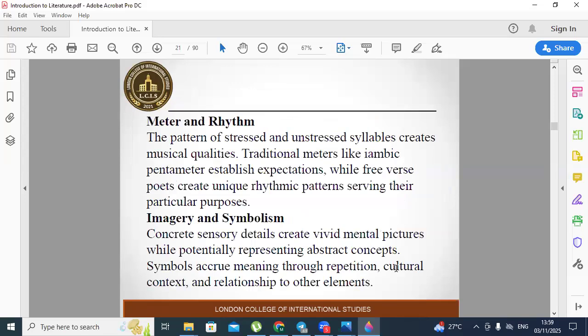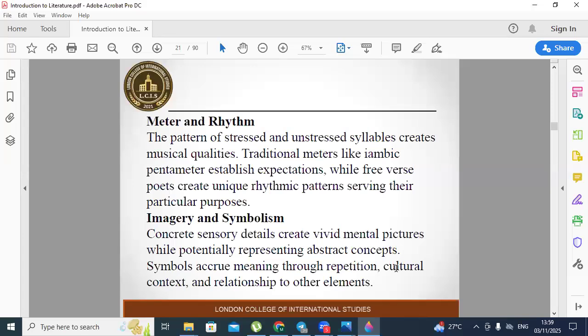Understanding poetry requires attention to multiple dimensions simultaneously: what the poem says, how it says it, and why those choices matter. Meter and rhythm: the pattern of stressed and unstressed syllables creates musical qualities.